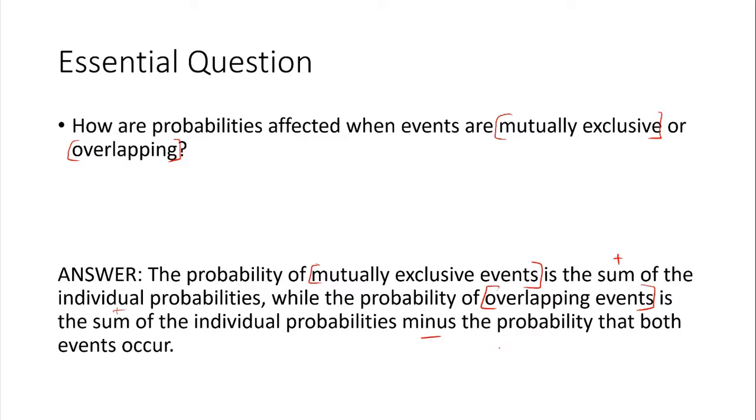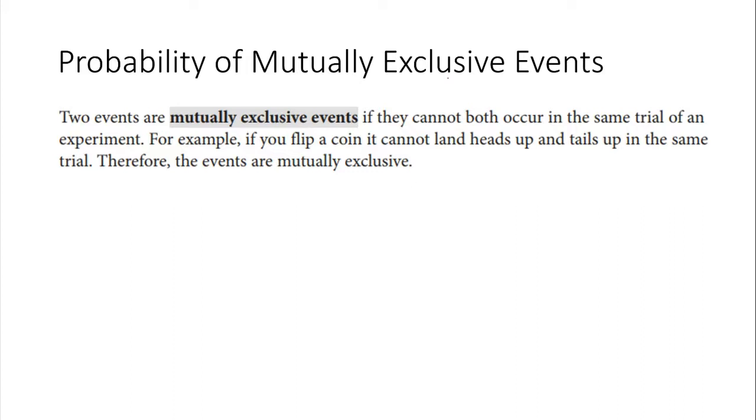So it's like mutually exclusive, only one event can actually happen in one trial. Okay, but overlapping means, well, there's also the probability that both events can occur. So if you think both, that's overlapping. If you think, well, it's one or the other, that's the mutually exclusive one. All right, so probability of mutually exclusive events. Two events are mutually exclusive if they cannot, okay, keyword, cannot both occur in the same trial.